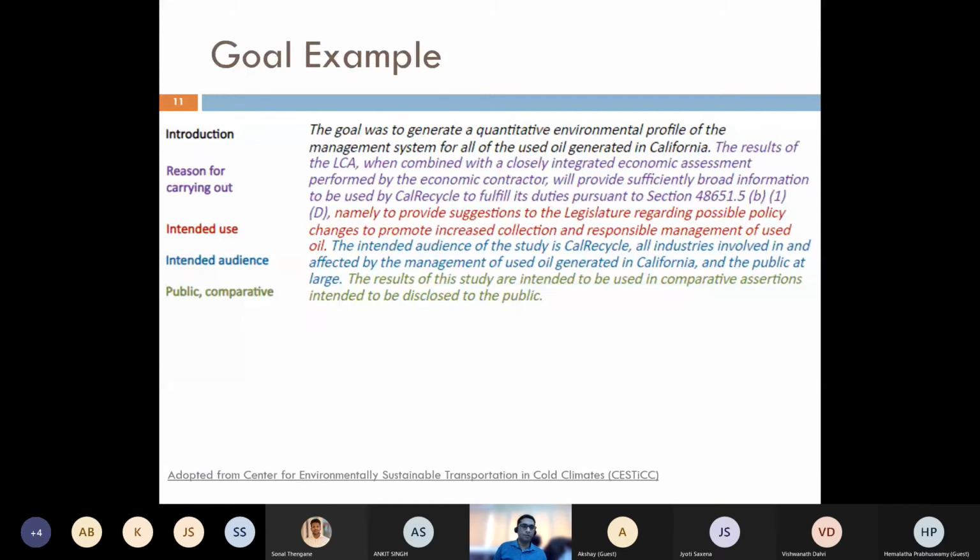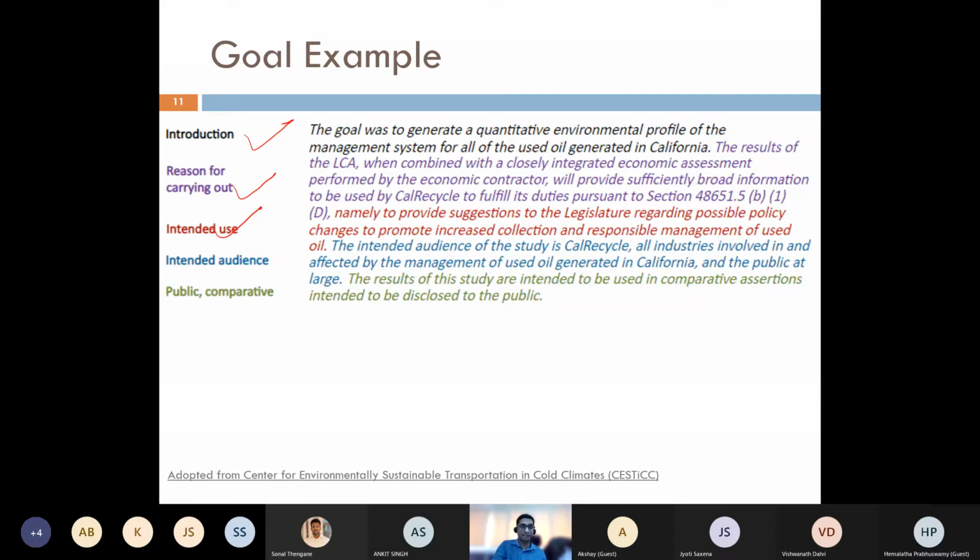A typical example for a goal statement could be like this. It needs to have an introduction. It says the goal was to generate a qualitative environmental profile of a management system for all the used oil generated in California. And then the reason for carrying out. Why do you want to carry out? Was it funded by some agency or are you doing it on your own? What would be the intended use?